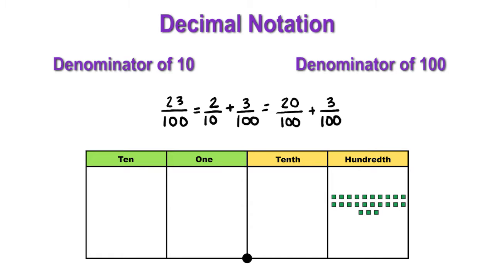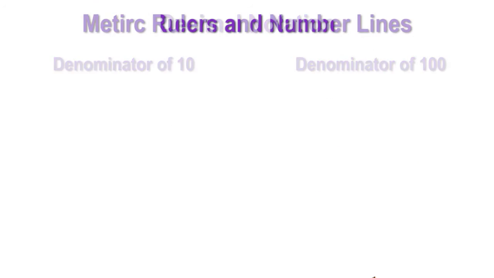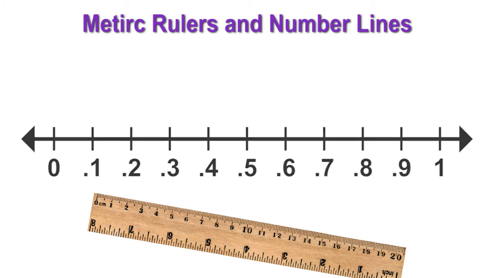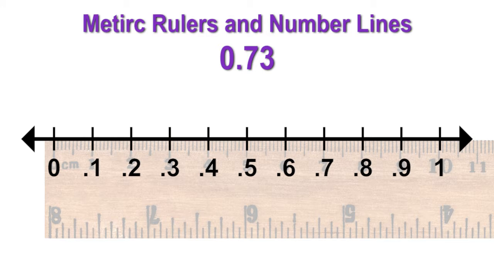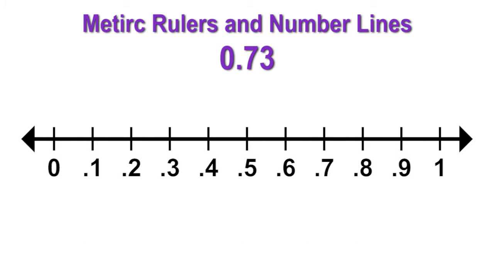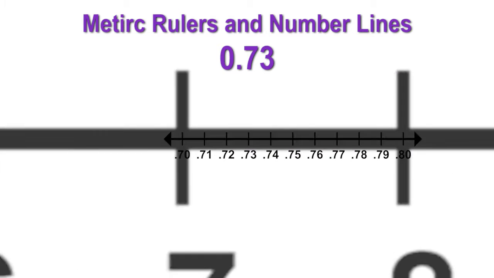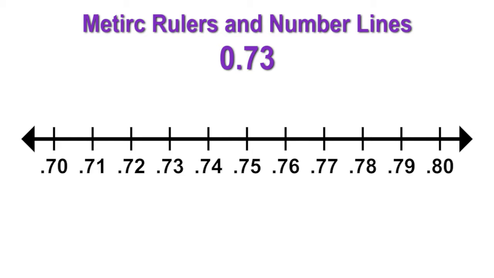Next, students will use a metric ruler to find numbers on a number line. Let's try placing a decimal on the number line, 73/100. To find the decimal, let's narrow down its location by determining what 2 tenths it is between. It is larger than 7/10 and smaller than 8/10. Then create a magnified number line for the section between 7/10 and 8/10, or 70/100 and 80/100. Now mark the 73/100 spot.